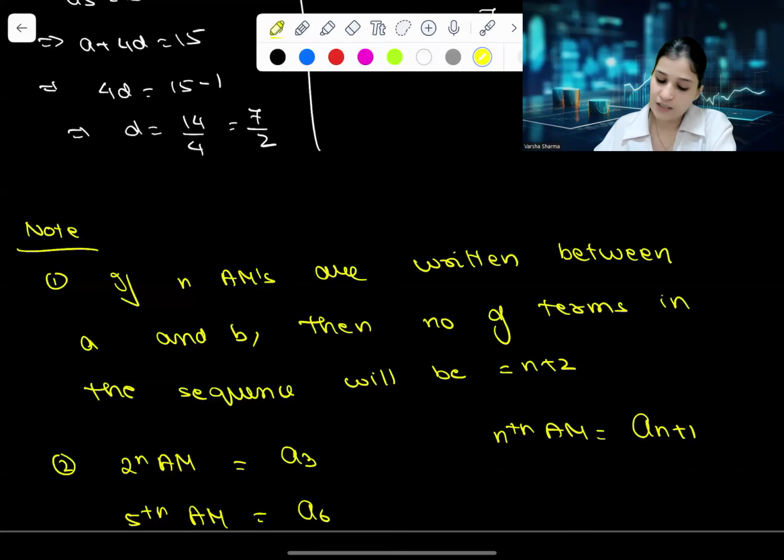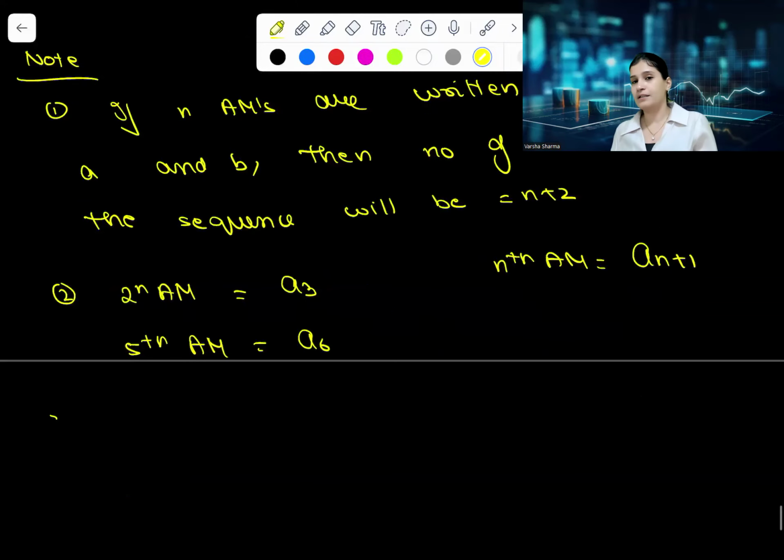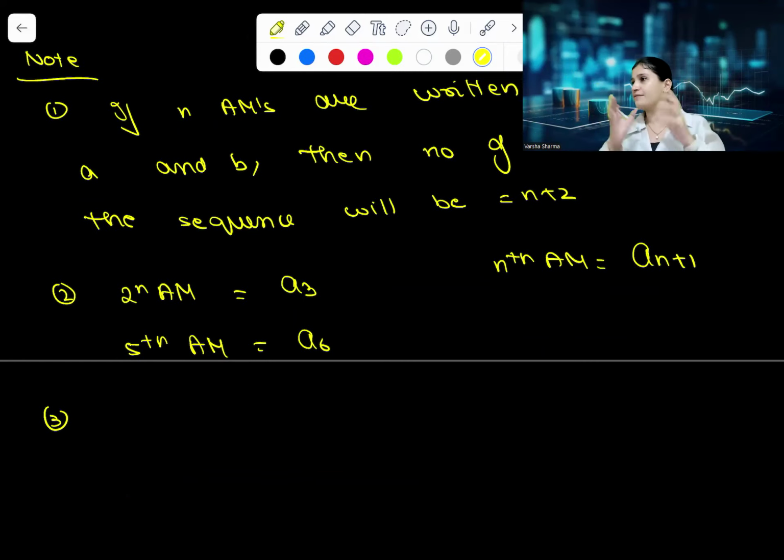Yes or no? Now, if I want to put in more than one number, we'll do the same. Say I have inserted 4 arithmetic means. So my sequence has 6 terms. Out of that, the first term is this, the sixth term is this. I'll find D and then I'll find the rest of the terms.